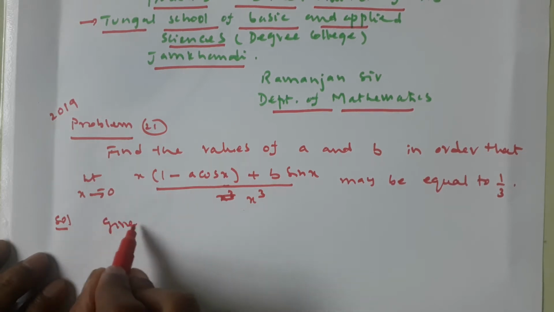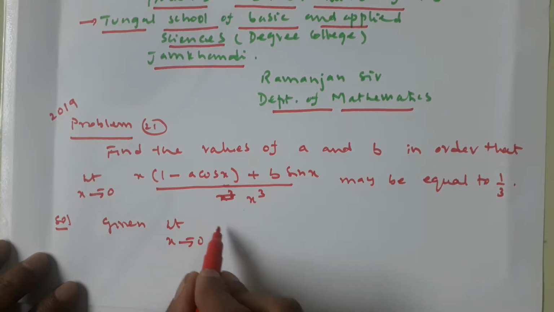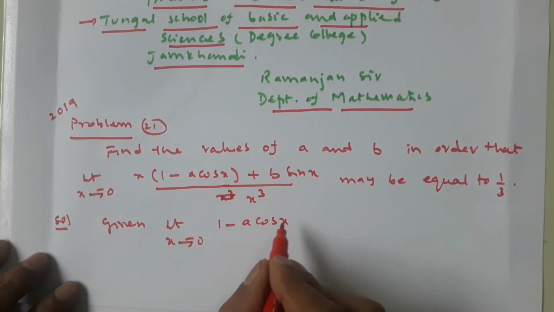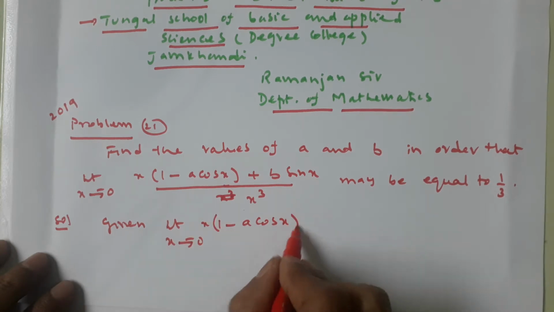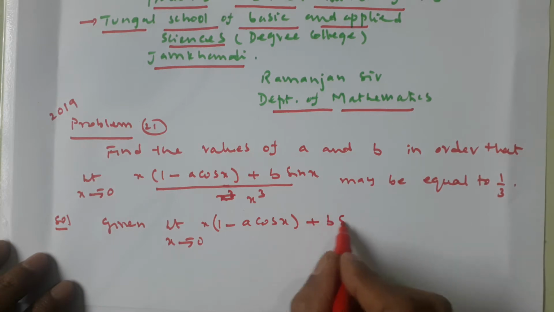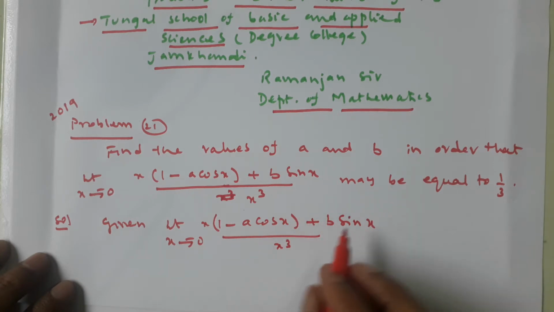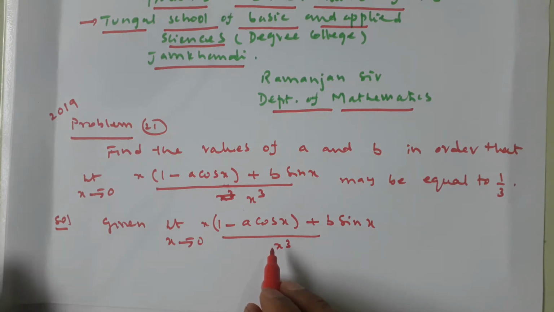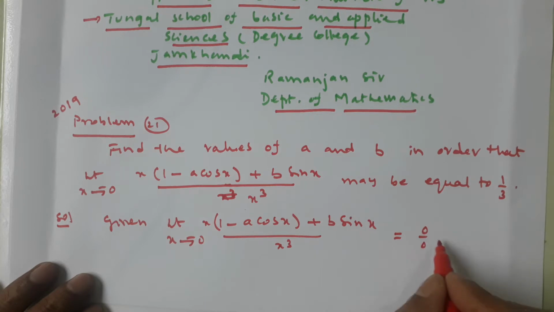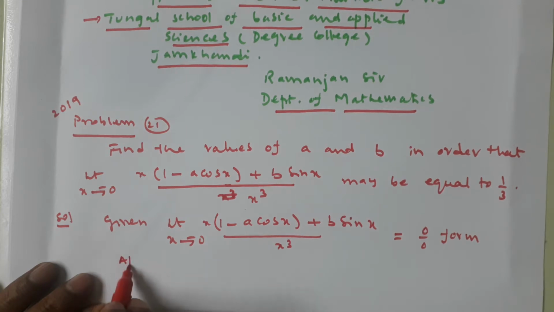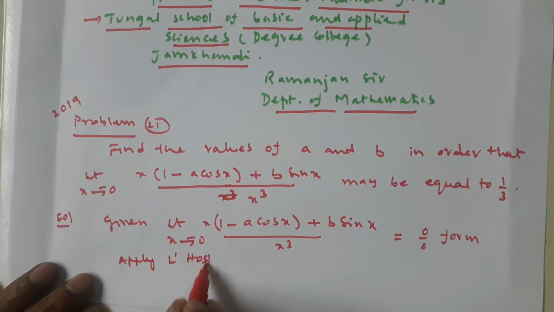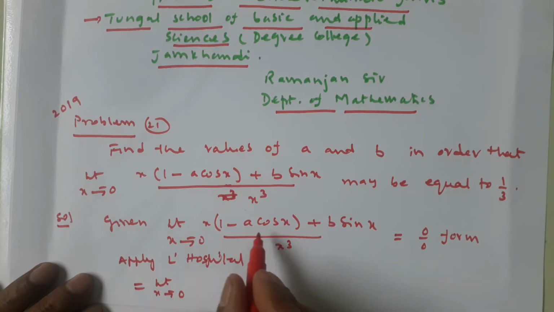Next, given the limit as x tends to 0 of x into 1 minus A cos x plus B sin x, whole divided by x cube, this is equal to 0 by 0 form. So apply L'Hospital.